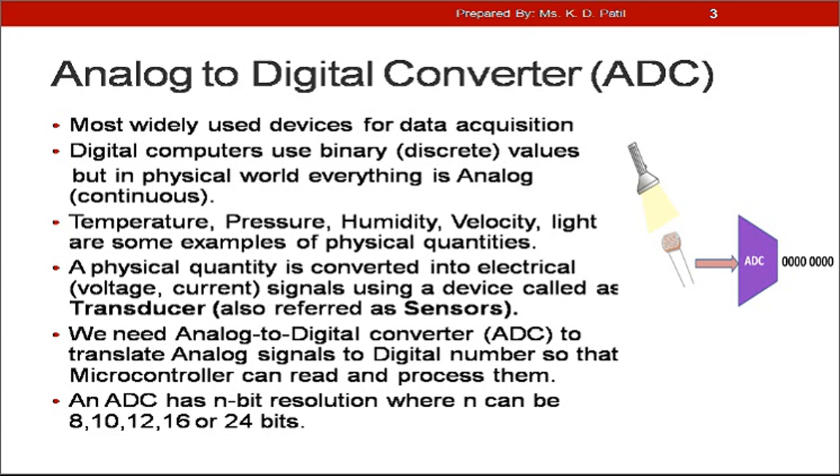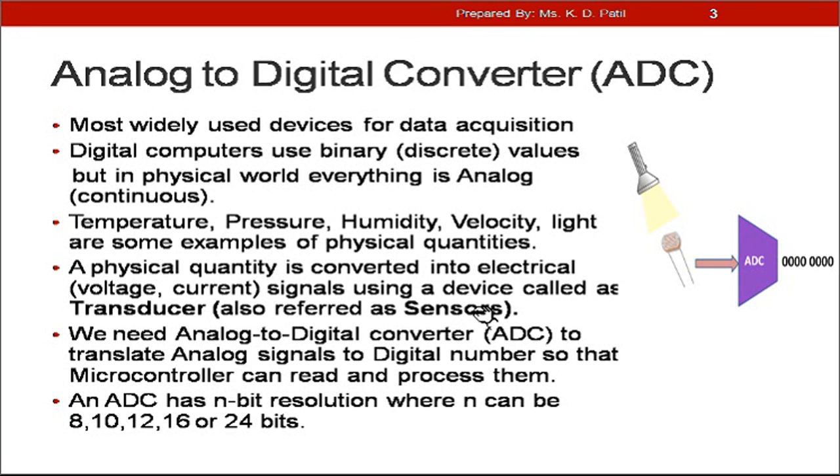As we know that digital computers use binary values, but everything around us in the physical world is analog, that is continuous, like temperature, pressure, light, velocity, etc. A physical entity is converted into electrical signals like voltage and current using a device called a sensor.